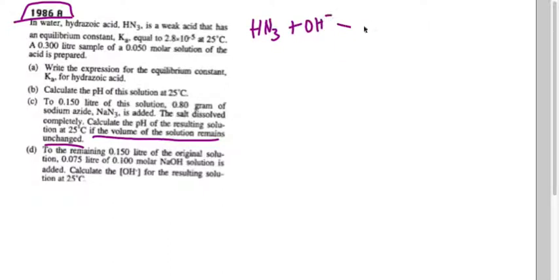Neutralization equation, I always want you to write first. What does that make? Water and N3 minus. So since this is now a neutralization, what do I put in this table? Moles. I have 0.15 liters of the original solution, which was at 0.05 molar. In this one, I do care about how much we used. How many moles is this? 0.0075? All right, and then the sodium hydroxide, I have 0.1 molar of 0.075 liters.